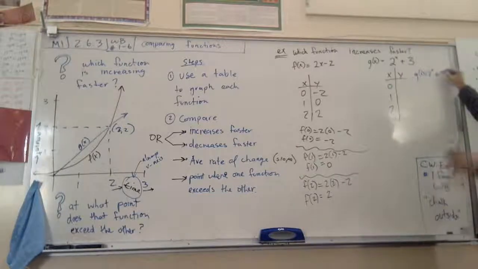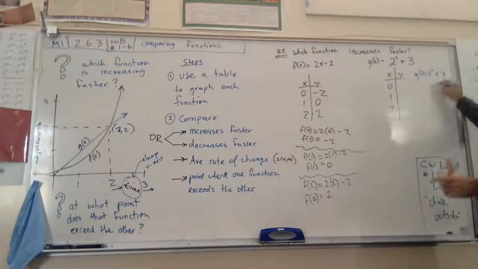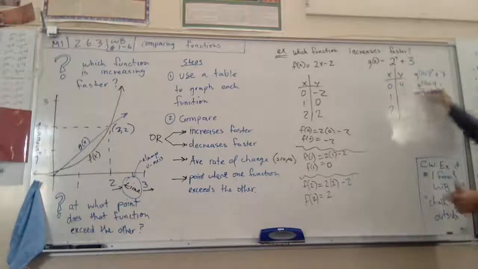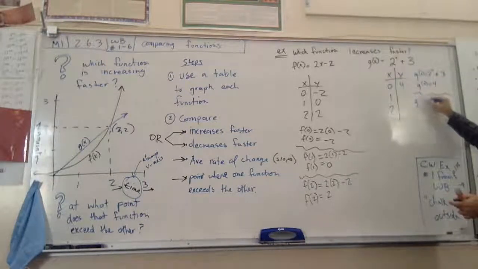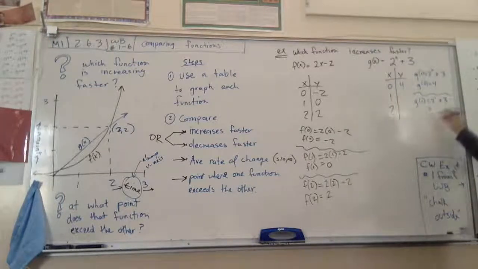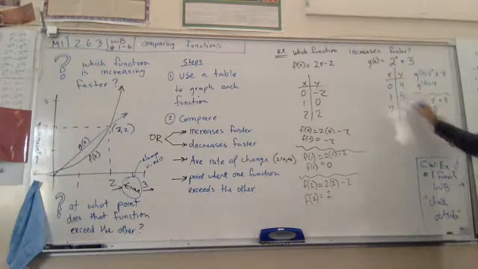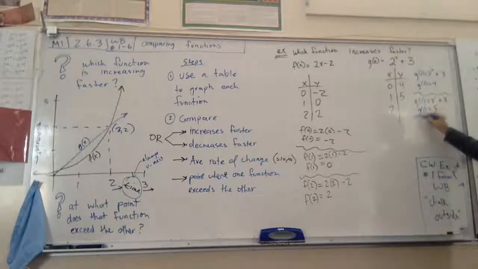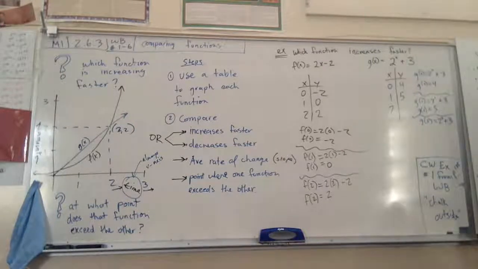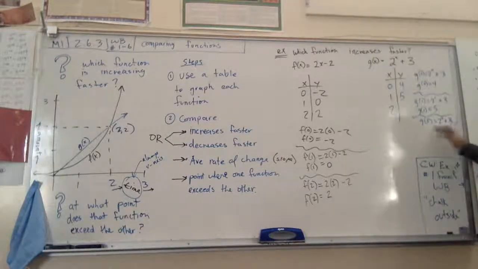All right. Plug in 0 right here, g of 0. 2 to the 0 is 1 plus 3. 4. G of 1, 2 to the first. 2 plus 3, 5. All right. G of 2, 2 to the second plus 3. Good. 4 plus 3, 7.